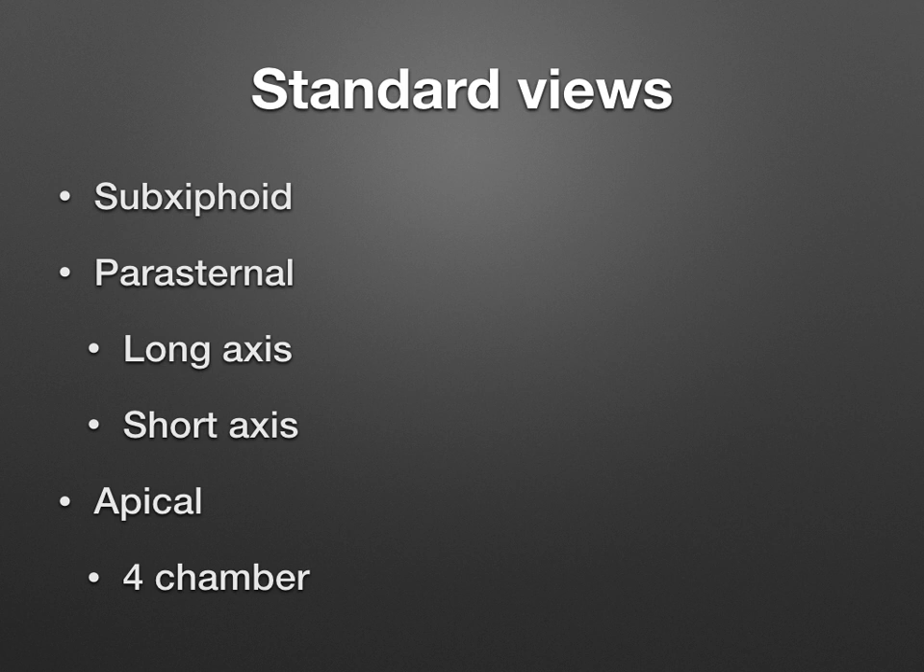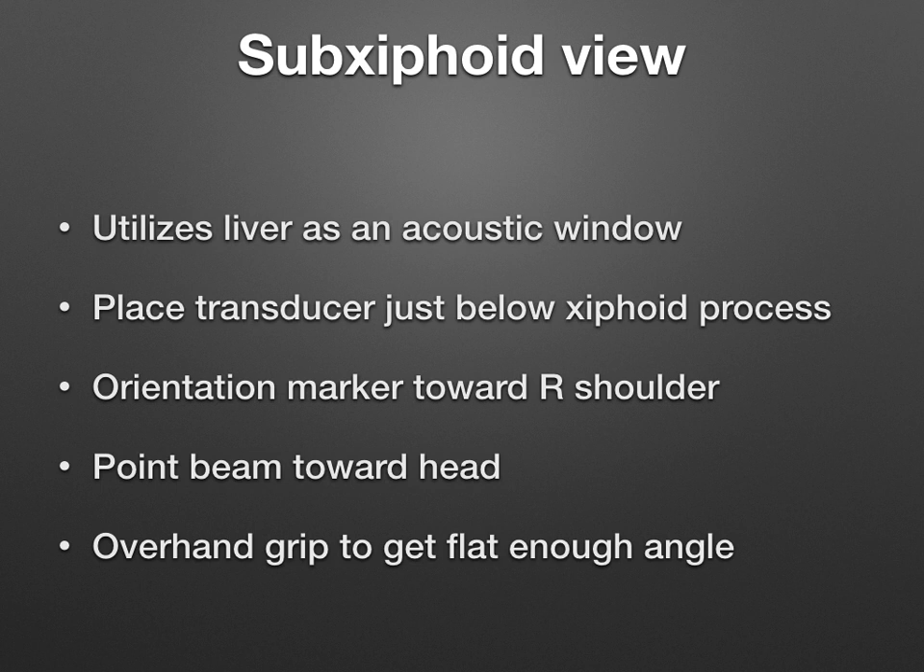There are 4 standard views that we use to look at the heart: the subxiphoid view, the parasternal long axis view, the parasternal short axis view, and the apical 4-chamber view. We're going to start with the subxiphoid view because you're probably already a little bit familiar with it from the FAST exam. So the subxiphoid view uses the liver as an acoustic window.